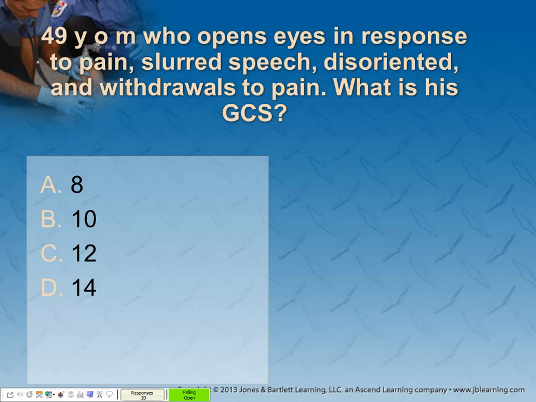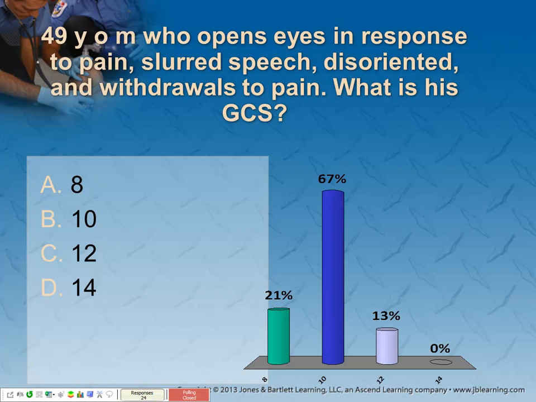Alright, so he's 49 years old. He's opening his eyes in response to pain. He's disoriented and slurred in his speech. And he withdraws to pain with his extremities. What's his Glasgow Coma Scale? There's 4 of you left to go. One more. There we go. All over the board. It's 10. Alright, so what's he get for eye opening?